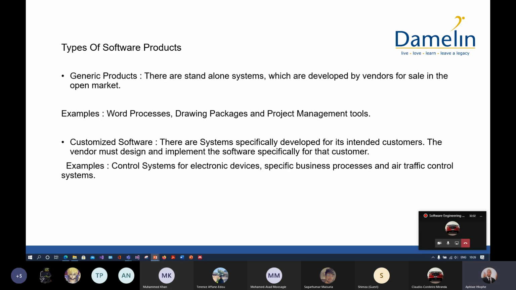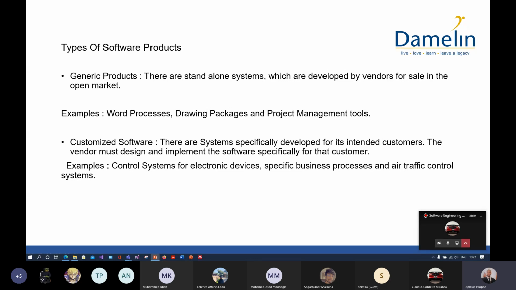Types of software products. We have two main categories of software products. We have what we call generic products or generic software. You may have done doc analysis, and in doc analysis we learned that we can refer to it as a horizontal system. Generic products are horizontal systems because they can fit into any organization. So they are standalone systems which are developed by vendors for sale in the open market.